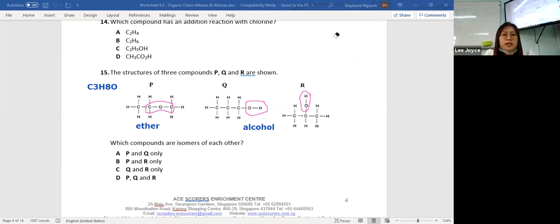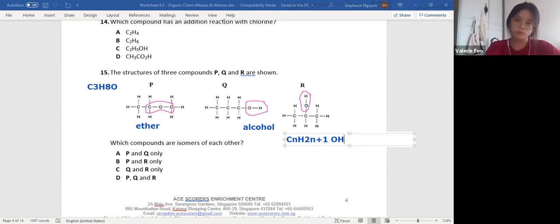Now in the next chapter, you're going to learn about the alcohol. Alcohol has the general formula of CnH2n+1OH. Right, CnH2n+1OH. The OH is the functional group that controls the chemical properties of the alcohol.